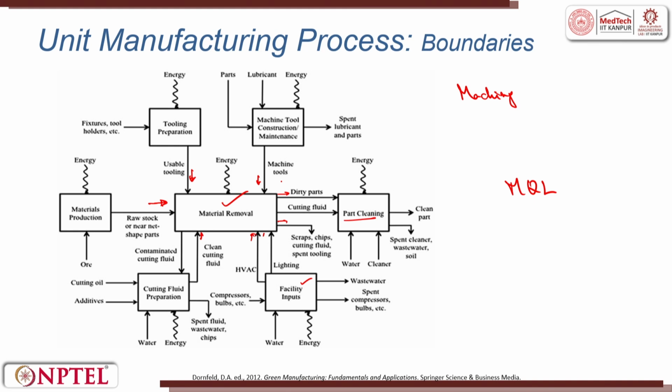For example, if I only talk about the machine tool, the machine tool has in itself the parts of the machine tool, the lubricant of the machine tool, and the energy that is being consumed in the machine tool, that is variable. They spend lubricants and parts. So these are all interactions or boundaries of a specific kind of unit manufacturing process if we try to focus upon it. Let me try to see each of the boundary boxes one by one.